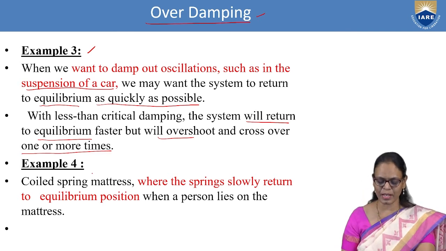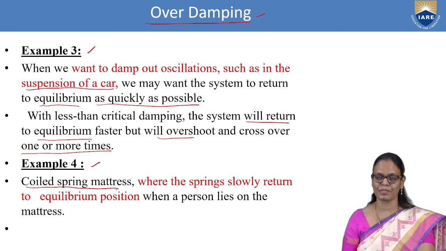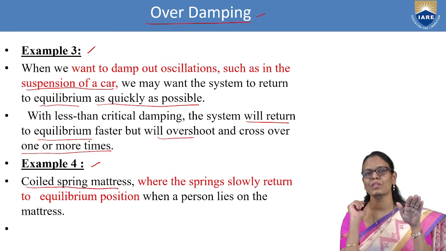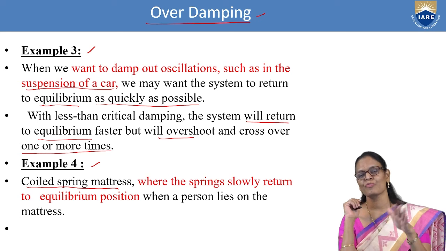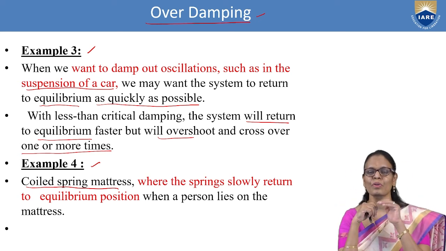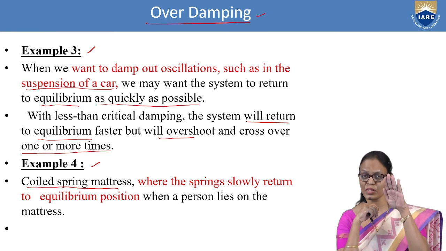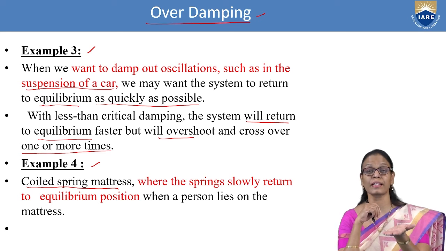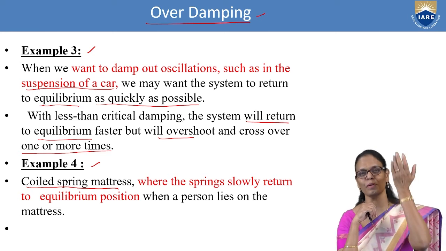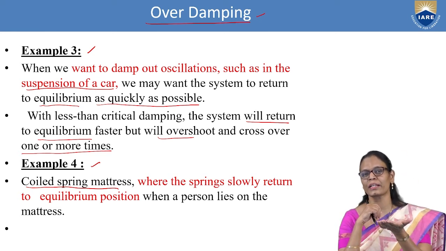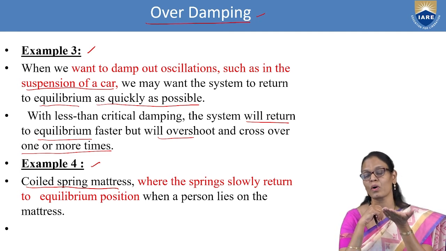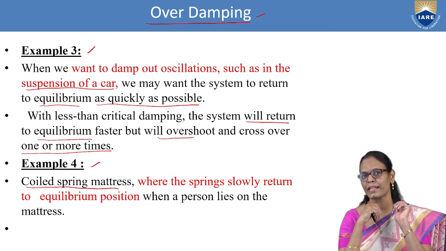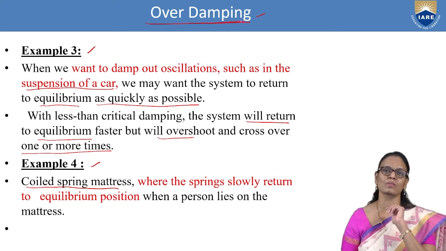Okay, and the same example with a coiled spring mattress. You know the mattress on which we sleep. If it is a coiled spring mattress, when you jump onto the mattress, what happens? You will push the mattress inside. But if it tries to come back to the original position in the least possible time, then what happens? You will get a jerk again, or you may jump out of the bed. So what is required here is that it has to come to the equilibrium position very slowly or gradually and without oscillating. So in such a case, what we need is overdamping.